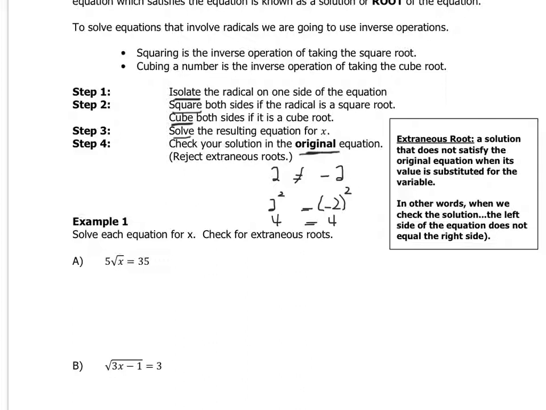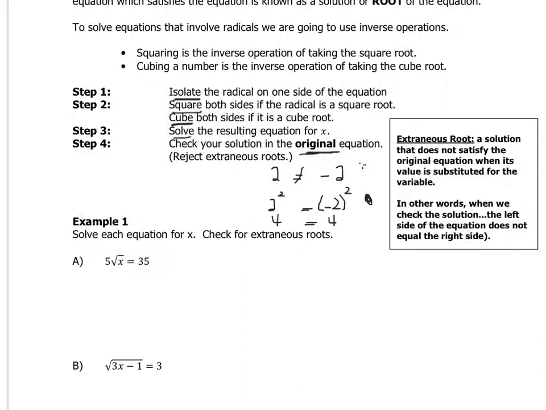So sometimes the equation with the square root in it isn't true when you plug that value back in, if it gives you something like this statement right here, but it does make the squared equation true. So if you pick up an answer that makes the squared equation true but doesn't make the original true, you have to reject it because it's an extraneous root. Alright, so let's try a few examples.